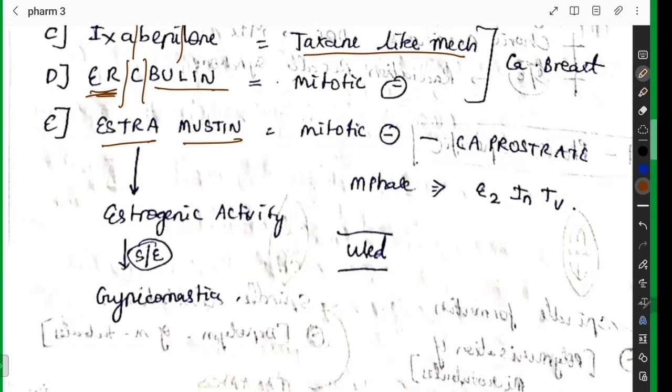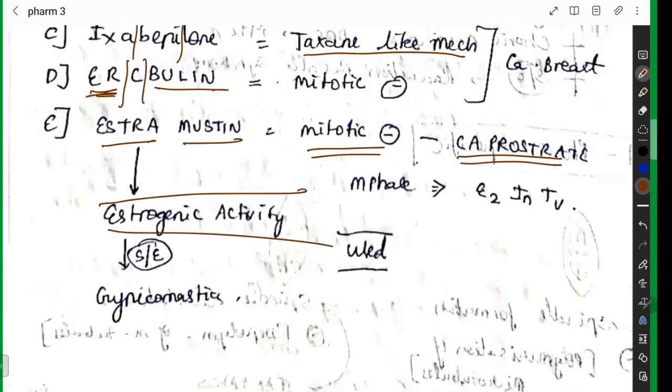But this estramustine is not going to be your nitrosourea group of drugs. They are going to be very important. They are going to be a cell cycle specific inhibitor. In which phase? Mitotic phase, M phase. Remember, this is going to be an important drug in CA prostate. What is the main action? It is going to cause excessive estrogenic activity. Therefore, the side effect is gynecomastia.